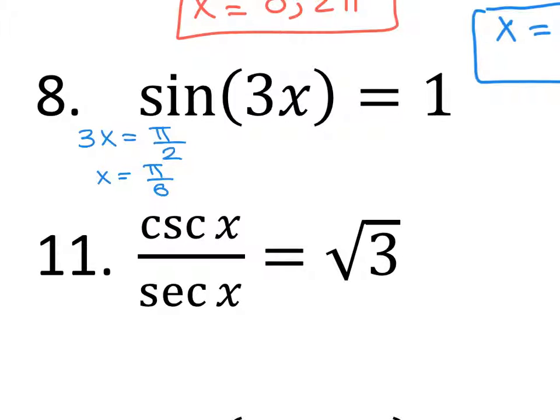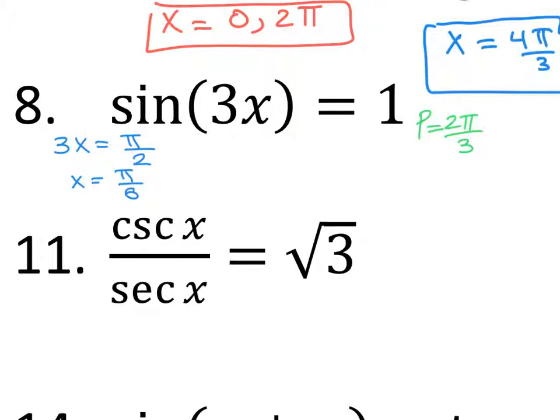But that's not the only angle from 0 to 2 pi. So I need to think of the period. Period for sine is usually 2 pi. But because there's a b value, the period is changing. It's 2 pi over b, which is 2 pi over 3. Now, pi over 6 is the first angle that will satisfy this equation. But remember, I have to keep adding the period until I find all of the angles from 0 to 2 pi. So 2 pi over 3 is the same thing as 4 pi over 6. So let's keep adding 4 pi over 6 until I get all of the angles.